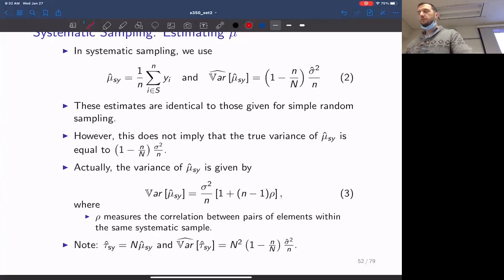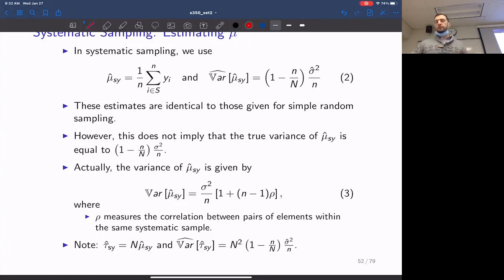Okay, the consideration that we actually have to make here, though, is that for systematic sampling, and we'll talk a little bit about this later, we can actually show that the true variance of the systematic sampling estimator of the mean is not the same as SRS. So the actual variance is given in equation 3. So for a systematic sampling system, the estimate of the population mean has a variance given by sigma squared over n multiplied by 1 plus n minus 1 times rho, where rho measures the correlation between pairs of elements within the sample.